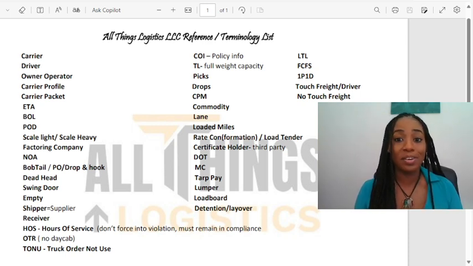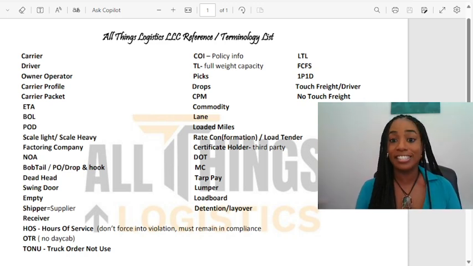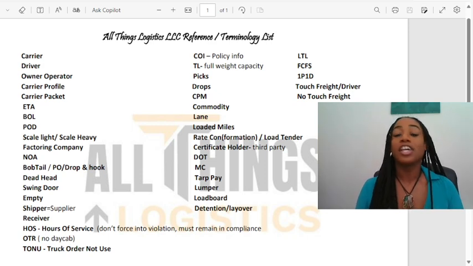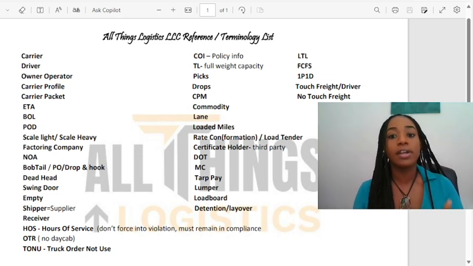Even as part of my training, when I'm training my mentees, I have them go through these rate cons. Like, what's wrong with it? Is this what we talked about? They have to go through and find the issues, find the mistakes that are within the rate con, and get them corrected before signing.